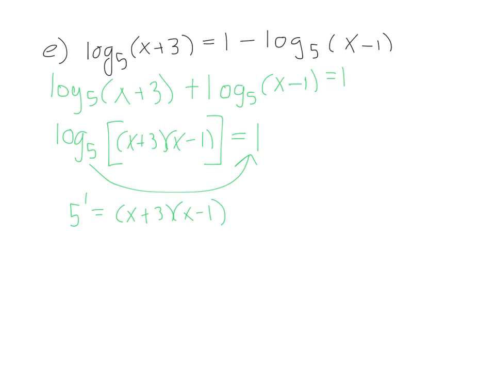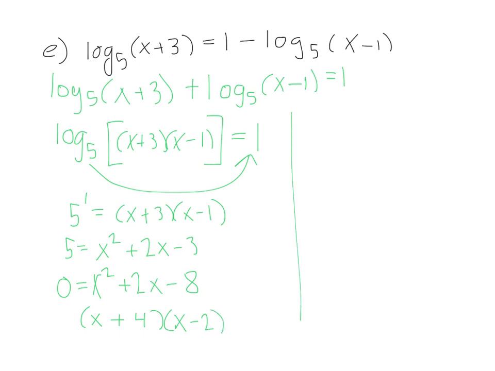All right, in order to solve this equation, what we need to do is FOIL through first. So we've got x squared plus 2x minus 3. Let's subtract the 5 over. x squared plus 2x minus 8. And then, of course, we need to factor this. So we've got x plus 4, x minus 2. So my two values for x are either x equals negative 4 or x equals 2.